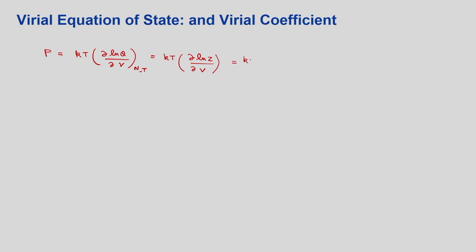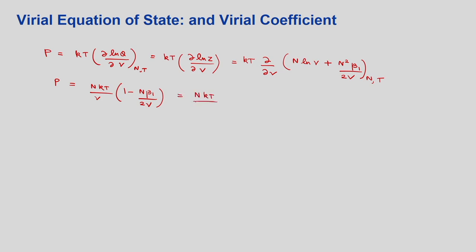So this will be equal to kT then ∂/∂V, just insert the value of Z from the previous expression. It will be n ln V plus n square beta 1 by 2V at constant n and T. This is the expression. Or I can write down P as equal to nkT by V of 1 minus n beta 1 by 2V. I do the differentiation, that is the derivative of this expression, separately, and this is the expression I am getting. Because there is V here, it will be a negative sign, that is why a negative sign is coming.